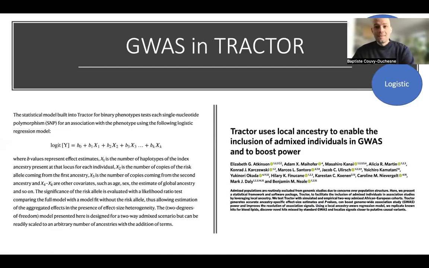All right, a more recent method called Tractor, which you may have seen in the press recently. So this comes from Ben Neale's group in the US and this paper by Elizabeth Atkinson.